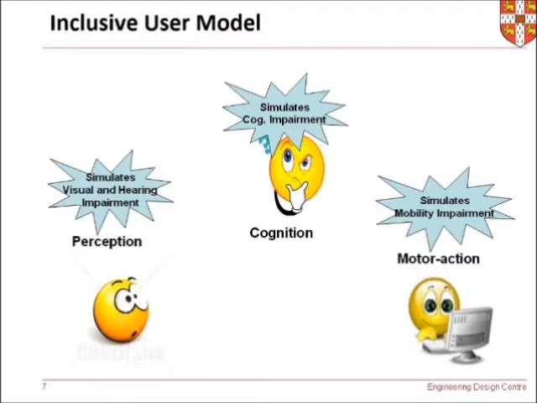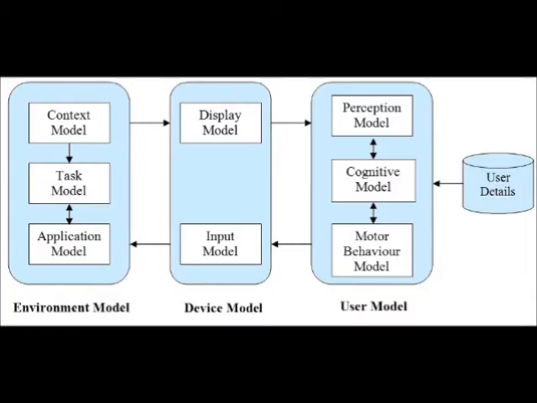Inclusive user model is a representation of perceptual, cognitive, and motor abilities of users in a machine-readable form. The inclusive user model is implemented through a simulator and a set of user modeling web services. The simulator can help designers to understand, visualize, and measure the effect of impairment on design. The web services can be used to adapt or personalize any electronic interface at runtime.